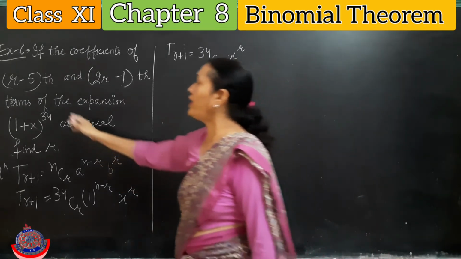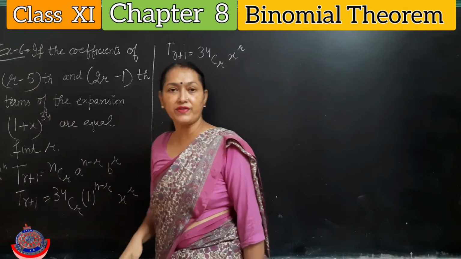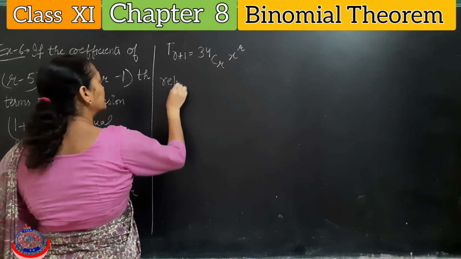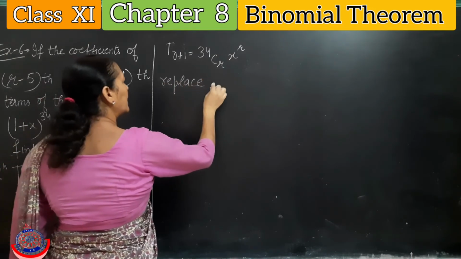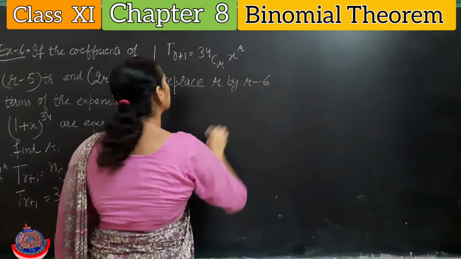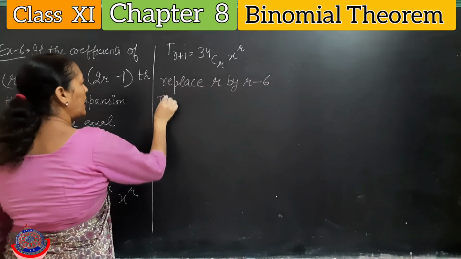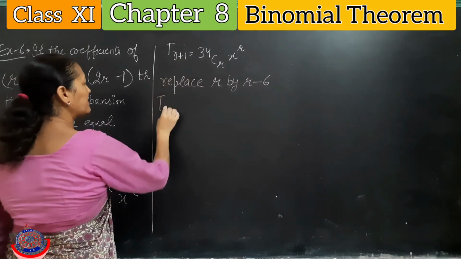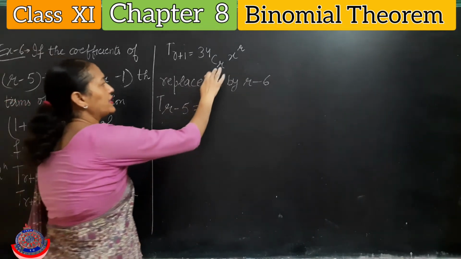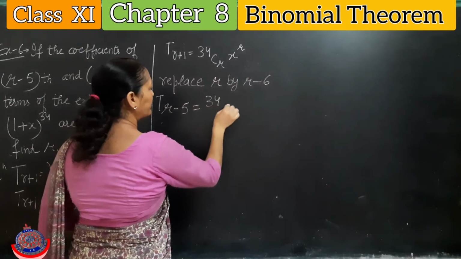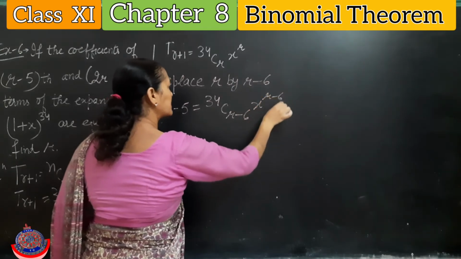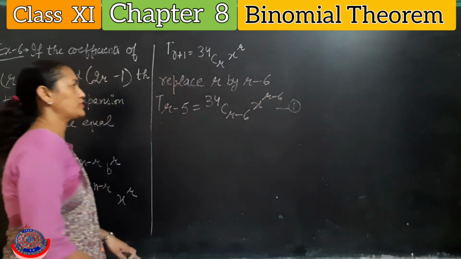Now they want us to write the r minus 5th term. For writing the r minus fifth term, we will have to replace r with r minus 6. So if we write r minus 6, r minus 6 plus 1 will give us r minus 5. R we are replacing with r minus 6. So 34C(r minus 6), and here also x power r minus 6. Let it be the first equation.